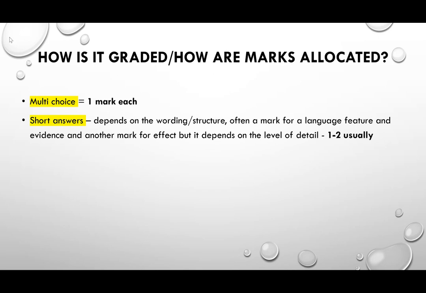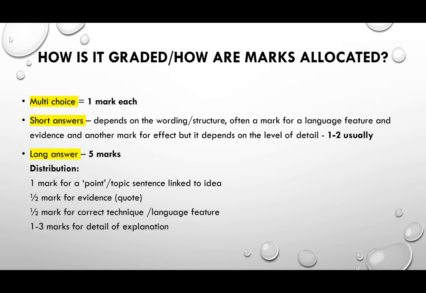The number of marks tends to show you how detailed you want that response to be. So if you've got 2 marks allocated, you're probably going to do a slightly longer explanation than one that's worth 1 mark. And then you've got your long answer, which tends to be worth 5 marks. The distribution for that is that you get a mark when you state the idea of the piece and you link it to the question.